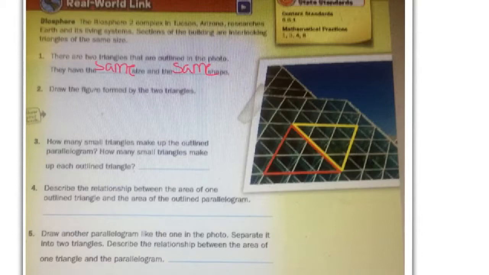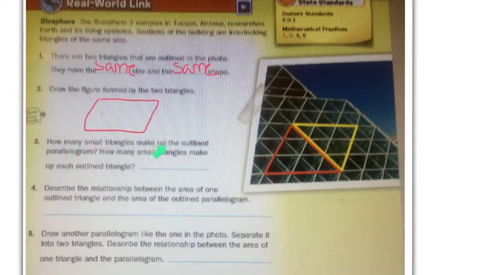Draw the figure that is formed by the two triangles. Please draw what you think the figure is that is formed by the two triangles in this space right here. See how it compares to mine. Hopefully you recognize this shape from the first section in this unit, area of a parallelogram. What we just formed was a parallelogram. You can see that a parallelogram is formed by two triangles.